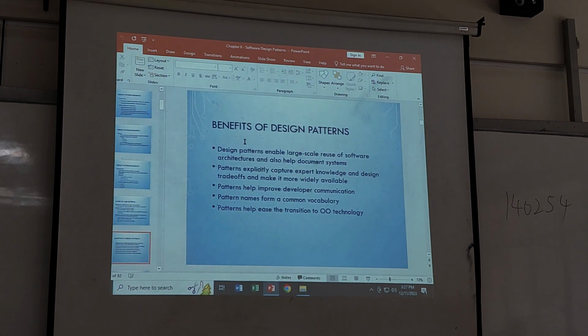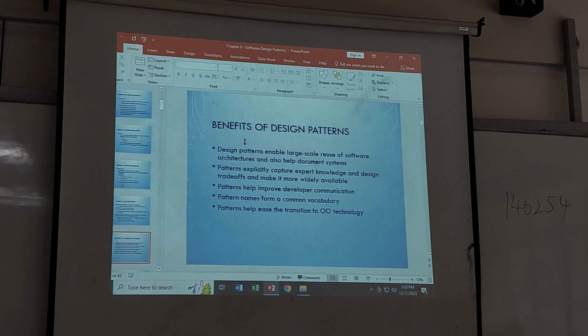Benefit, definitely save the method law. Okay, and then this design pattern is the work of other experts. It consists of the expert knowledge from other professional developers. Okay, so it can be reused and improve communications. The pattern names form a common vocabulary so that everyone agrees.